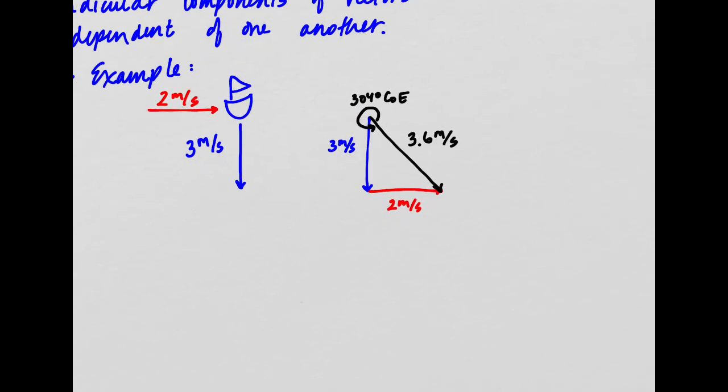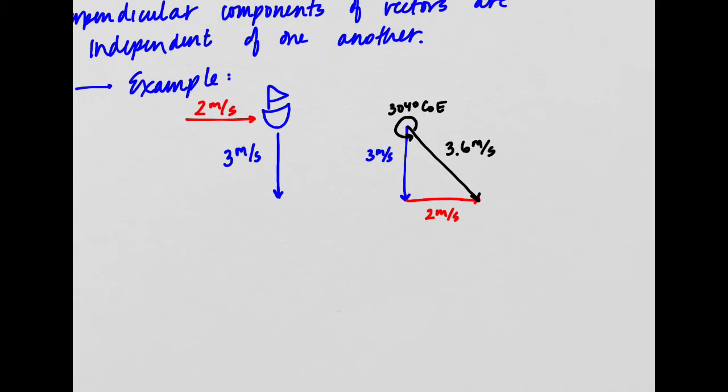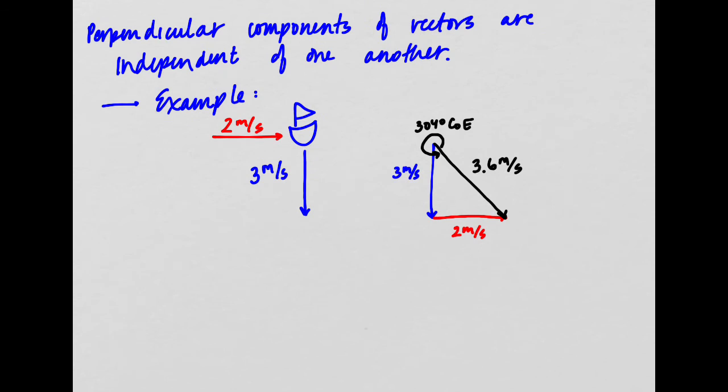So when I have a cross current pushing on the boat at 2 meters per second, and the boat's engine is pushing the boat forward at a velocity of 3 meters per second, I get this vector diagram. When I solve using Pythagoras' theorem and the trigonometric method, I find that the boat is traveling 3.6 meters per second in a 304 counterclockwise of east direction, relative to the person standing on the bank watching.